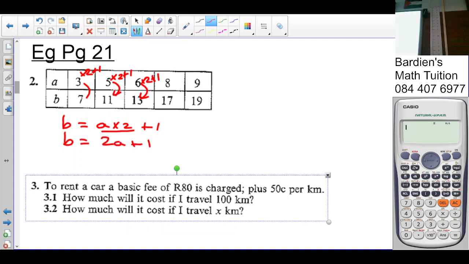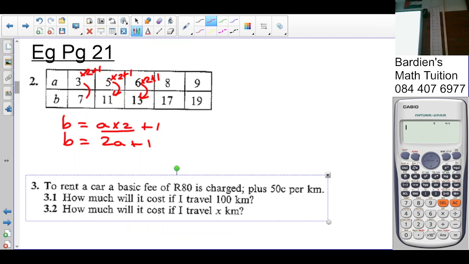And what's 2a plus 1? 3a. Not so? No, it's not 3a. Why is it not 3a? Yeah, unlike terms. Now what if a is 100? What would b be? 201. If a is 20, b would be 41.